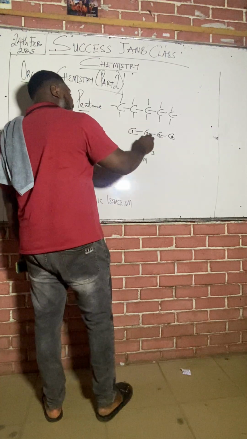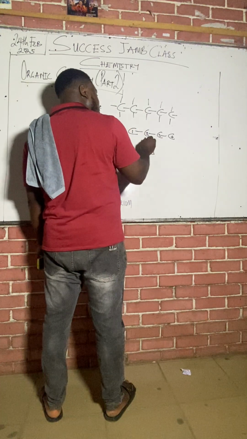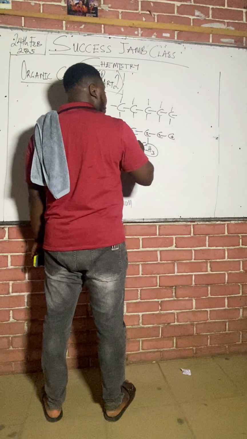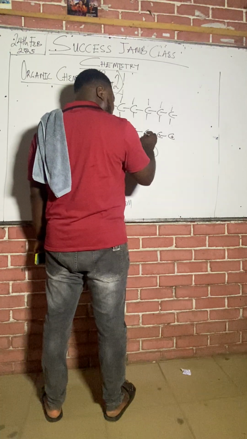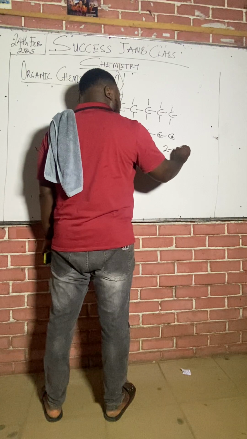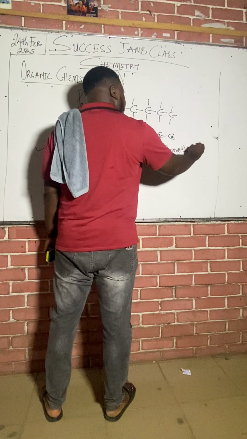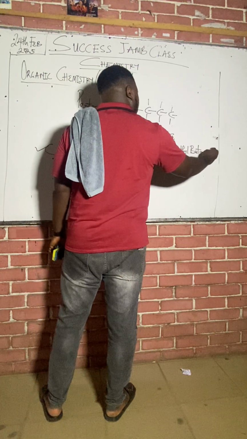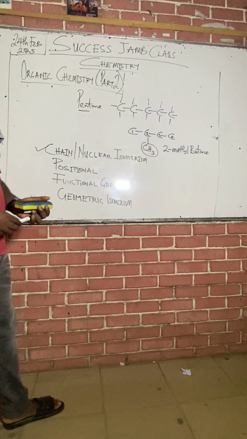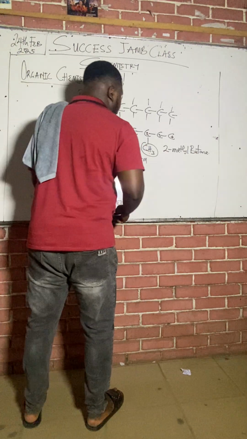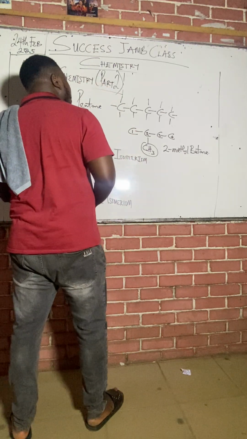4 carbons now means that it's no longer pentane, it's now butane, right? But you mention the branch before the butane. We know that the name of this structure is butane, but mention the branch before the butane. The branch is 2-methyl. So the name is 2-methylbutane.